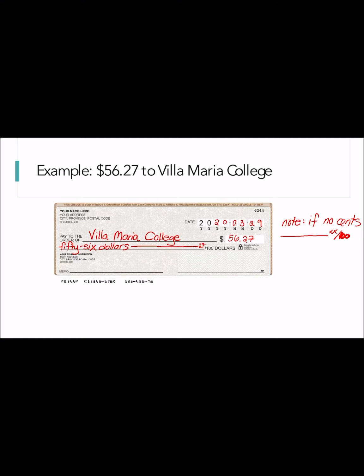So the memo part, you can fill in what it's for. I don't know, maybe it's for a school trip. Sure. And then finally, you sign the check.